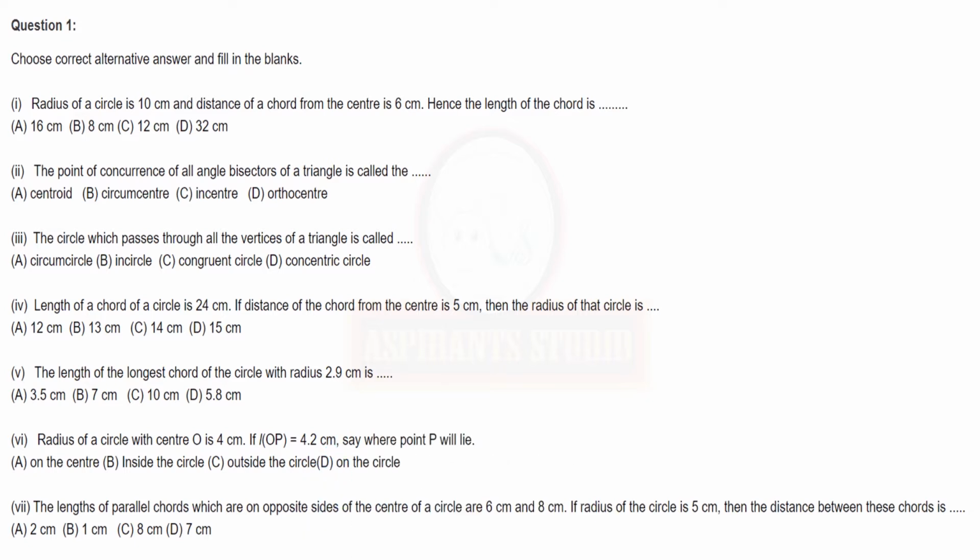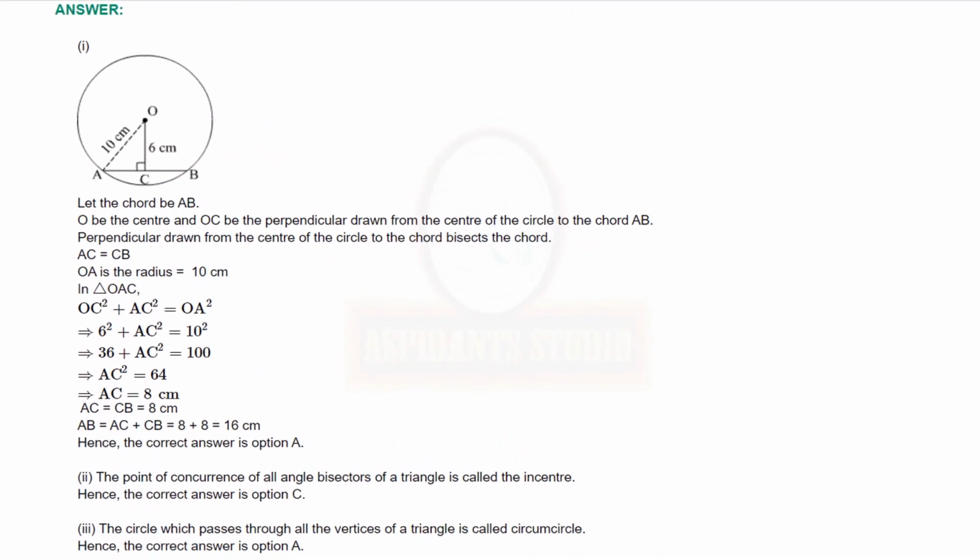First one. The radius of a circle is 10 centimeters and the distance of a chord from the center is 6 centimeters. Hence the length of the chord is dash. Answer. Draw a circle. Draw chord AB. O is the center and OC is the perpendicular drawn from the center of the circle to the chord AB. We all know that a perpendicular drawn from the center of the circle to the chord bisects the chord. So AC is equal to CB.